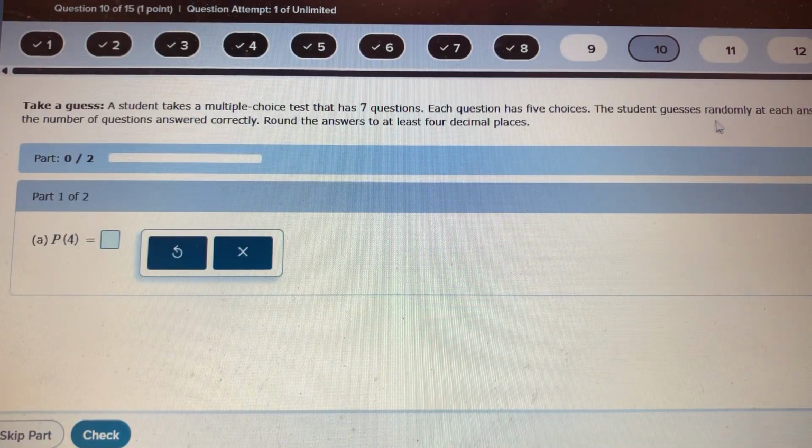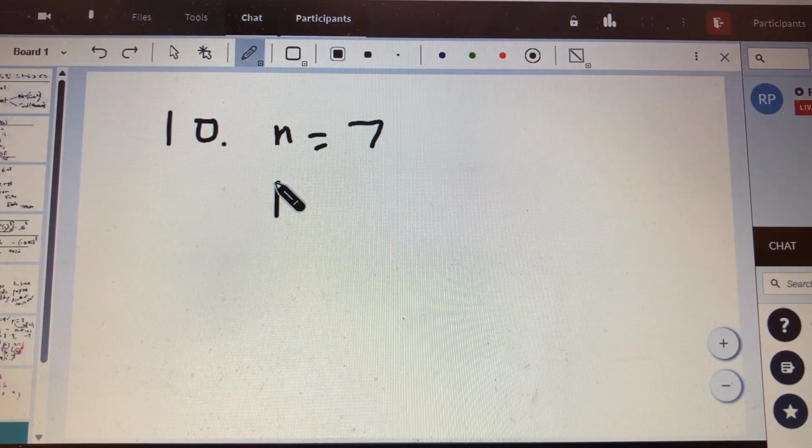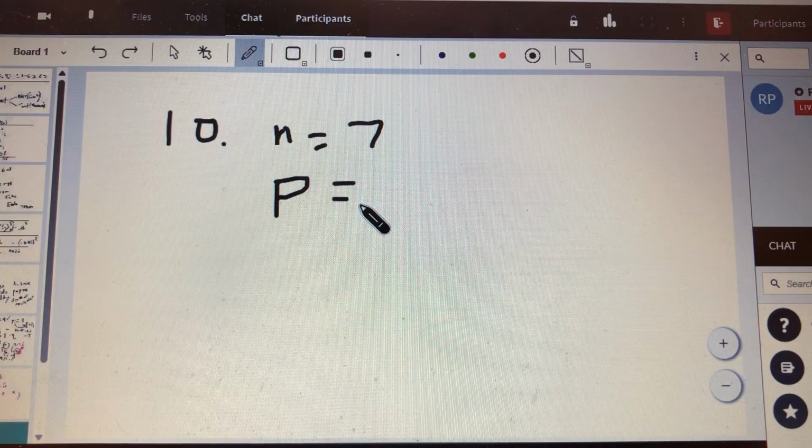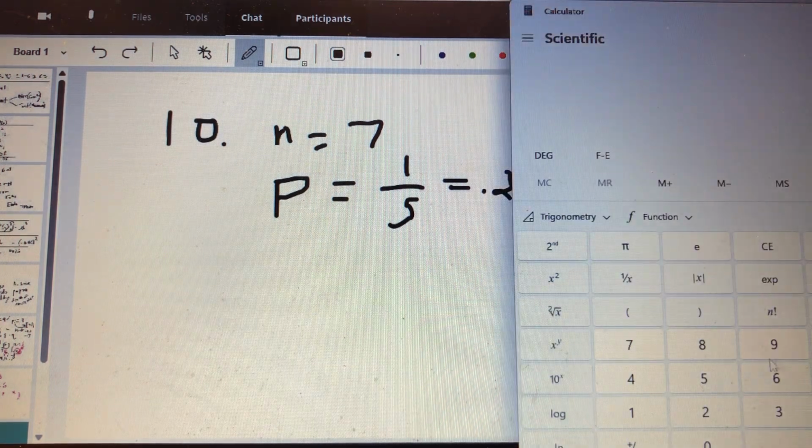The student guesses randomly at each answer, and does it say how many choices there are? No. Multiple choice test. Oh, there it is. Each question has 5 choices. So usually they come and tell you what P is as a percentage, but here they're making you use your chapter 5 knowledge. This is basic probability. If you're going to guess a multiple choice question with 5 choices, you have a 1 out of 5 chance to get that right, which is 0.2. 1 divided by 5 is 0.2.